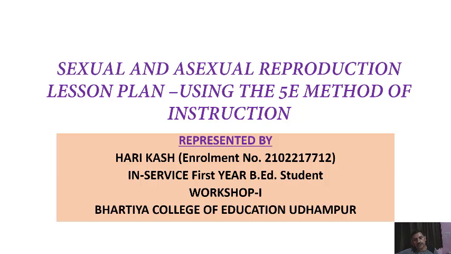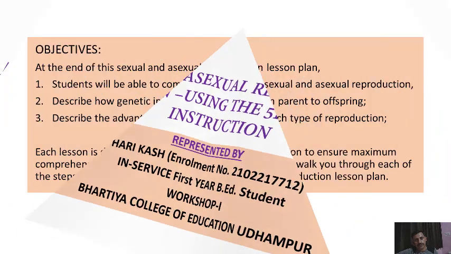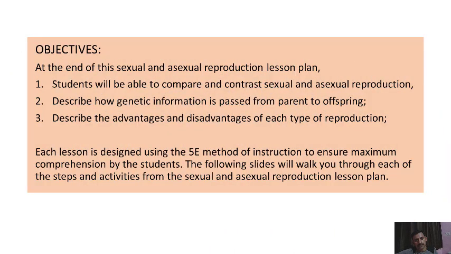Before going through the 5E lesson plan on sexual and asexual reproduction, let me introduce the objectives of the lesson plan. At the end of this lesson, students will be able to compare and contrast sexual and asexual reproduction. They will be able to describe how genetic information is passed from parents to offspring, and describe the advantages and disadvantages of each type of reproduction.